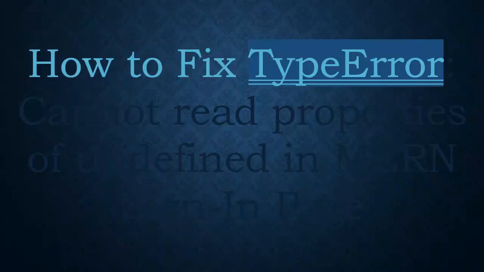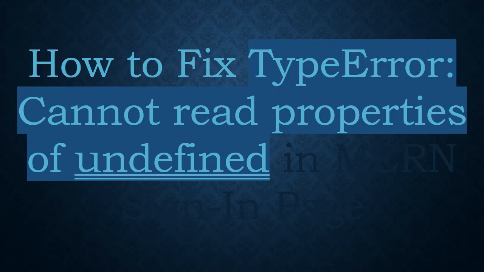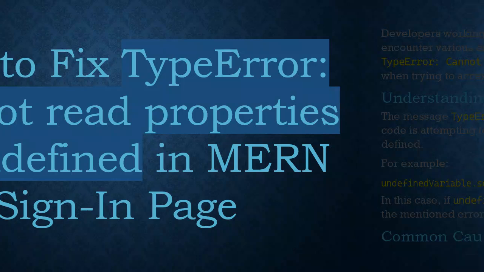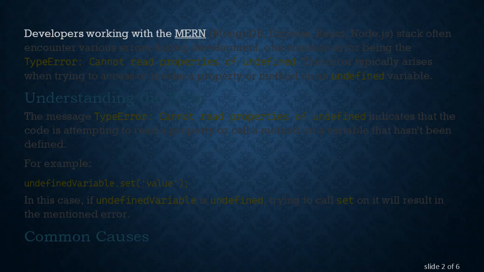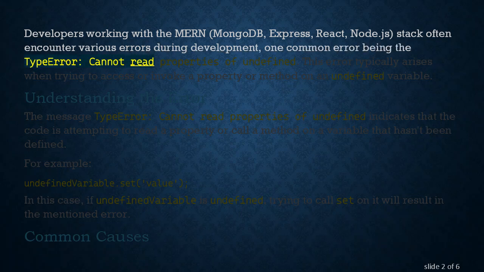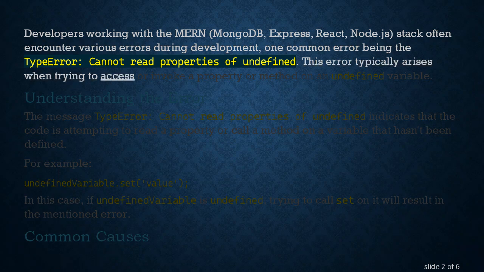How to fix type error, cannot read properties of undefined in MERN Sign-In Page. Developers working with the MERN (MongoDB, Express, React, Node.js) stack often encounter various errors during development, one common error being the type error, cannot read properties of undefined. This error typically arises when trying to access or invoke a property or method on an undefined variable.